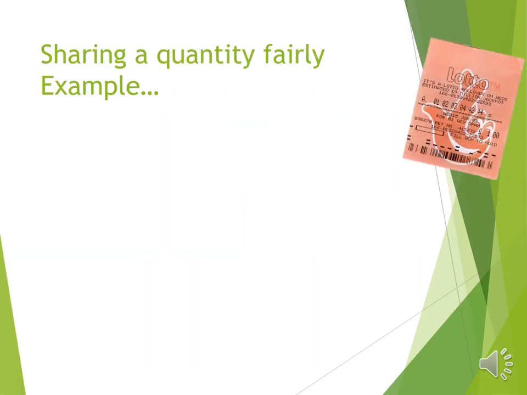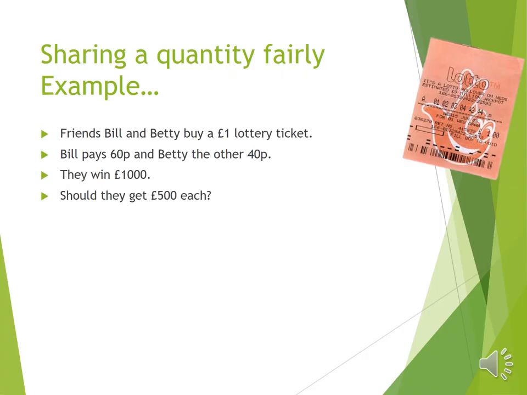So let's have a quick example of sharing a quantity fairly. So here's a scenario. Friends Bill and Betty buy a £1 lottery ticket, the National Lottery. Bill pays 60p and Betty the other 40p towards it. So collectively, that makes the £1. They win £1,000. Should they get £500 each? That is the question. If they both get £500 each, is that fair, especially when Bill paid the greater share and Betty paid the smaller share, the 40p? So how do we resolve this problem?